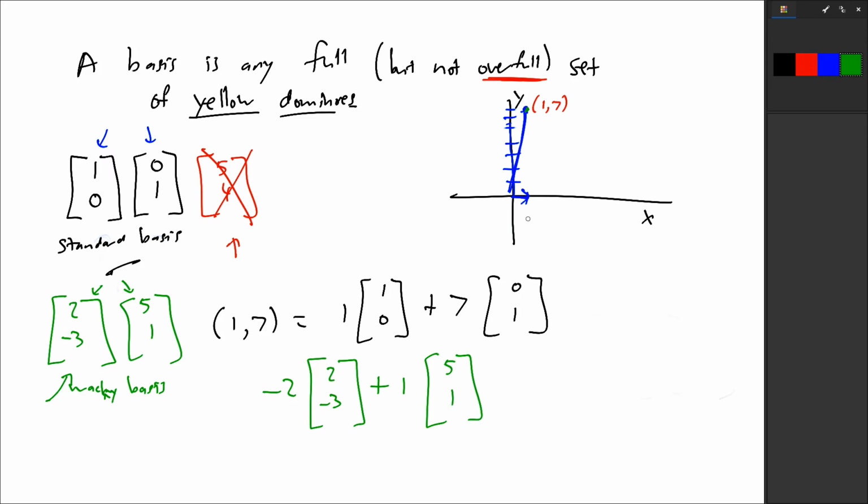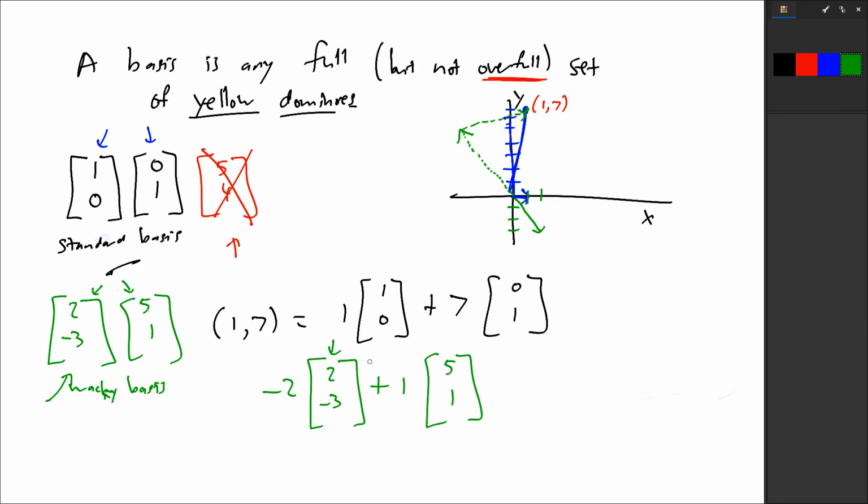So here what I did was I said, I have a vector that goes in the 2, -3 direction. That's my first wacky basis vector. And I said, let's go -2 times this vector, which of course is going to put us this way, and it's going to be twice as long. And then I said, add 1 of the 5, 1 vector, and that's going to take us over 5 and up 1, and we're going to get to exactly the same spot.